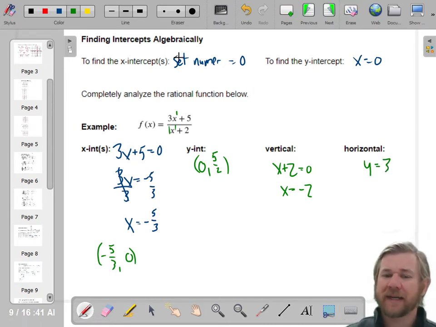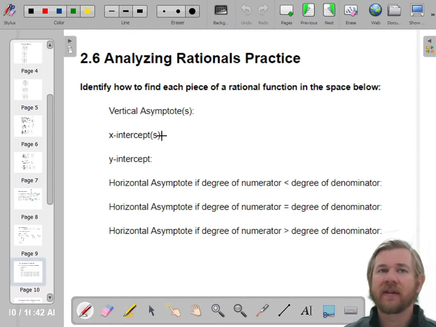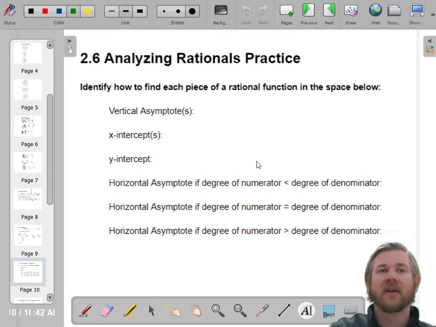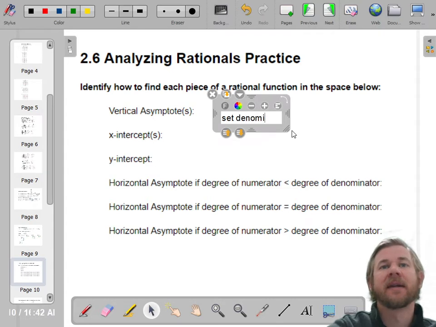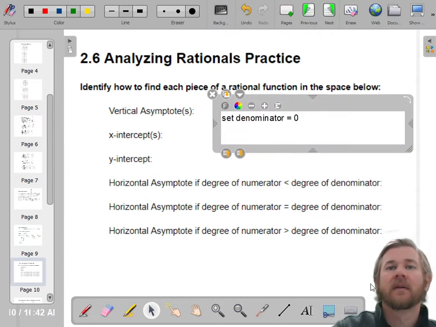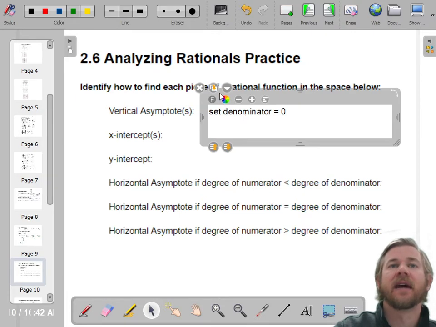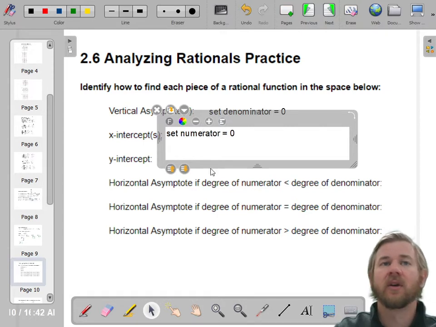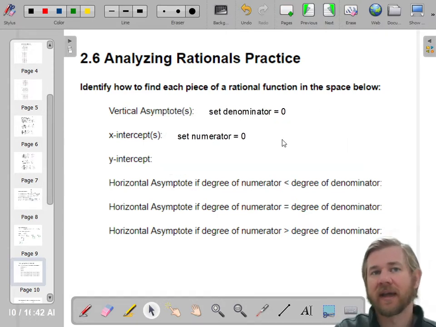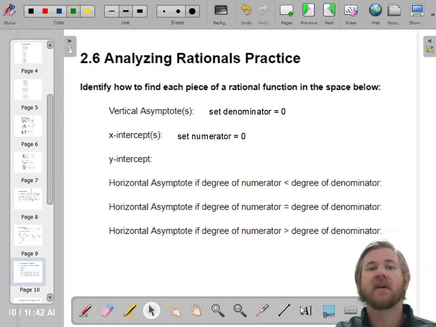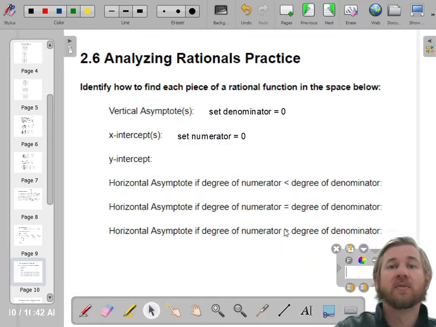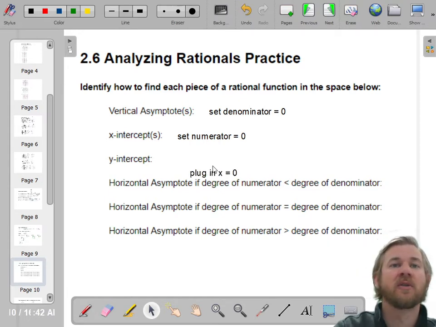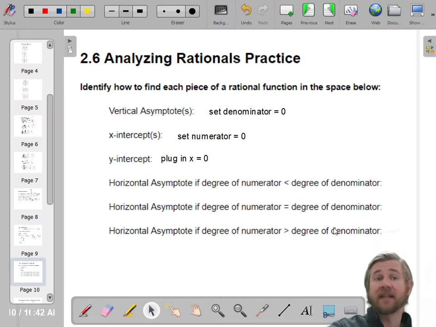So we're going to do a little bit of practice here of analyzing them before we get to graphing. But first, let's summarize what we just said again. I'm going to type, to make it easier on myself. To find the vertical asymptote, you set the denominator equal to 0. To find the x-intercept, you set the numerator equal to 0. So vertical asymptotes, set the bottom equal to 0. X-intercept, set the top equal to 0. To find the y-intercept, you plug in x equals 0. Sometimes you can also look at the constant terms of the polynomials and do it in your head. But plug in x equals 0, that's how you find the y-intercept.